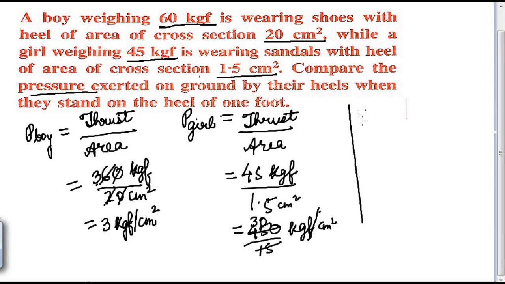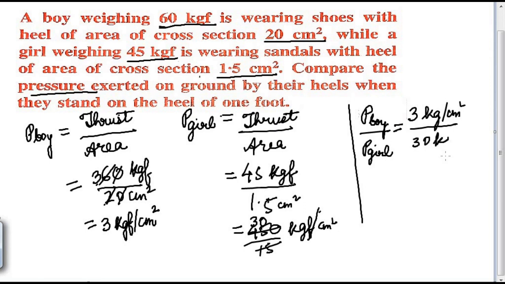Now I have to compare their pressure. So P boy divided by P girl, that means pressure exerted by the boy divided by the pressure exerted by the girl on the ground, that is 3 kgf per centimeter square divided by 30 kgf per centimeter square, and very clearly the ratio is 1:10, right? So simple to understand. Now moving to the next question.